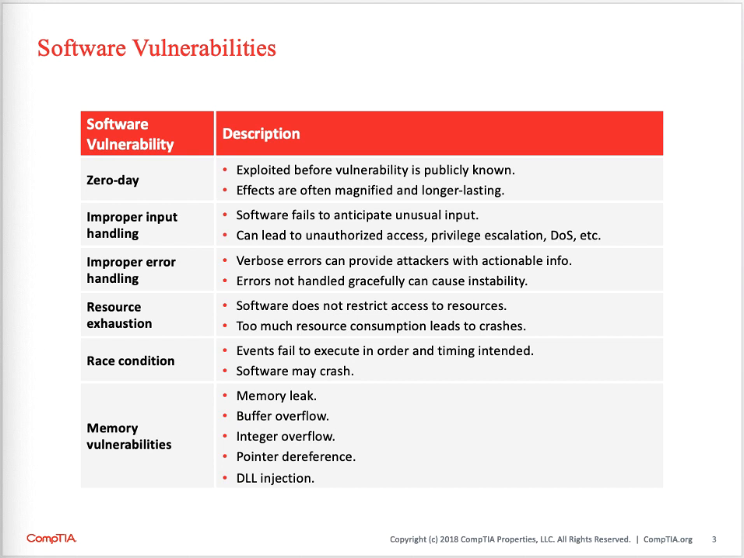Then we have resource exhaustion. Resource exhaustion is where software doesn't properly restrict access to resources that it needs, right? Maybe an attacker is able to consume a whole bunch of bandwidth or CPU time or processing power, and too much of this resource consumption is going to lead to crashes on our system or network.